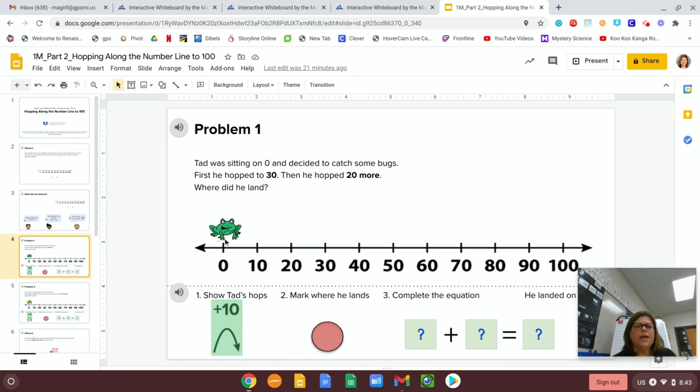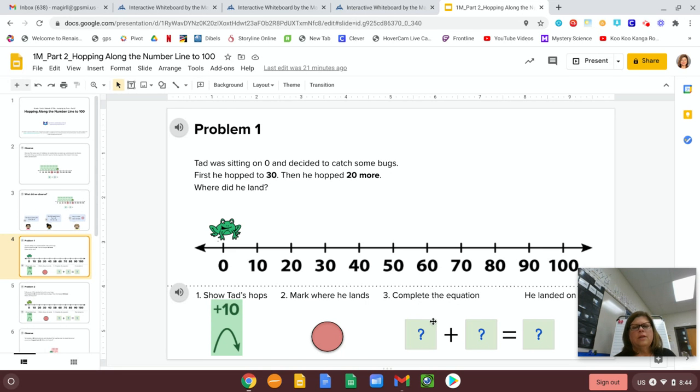This is Tad, remember him? Tad was sitting on 0 and decided to catch some bugs. First he hopped to 30, so watch. 10, 20, 30. Then he hopped 20 more. 10, 20. Where did he land? See where my arrow is? He landed on 50.